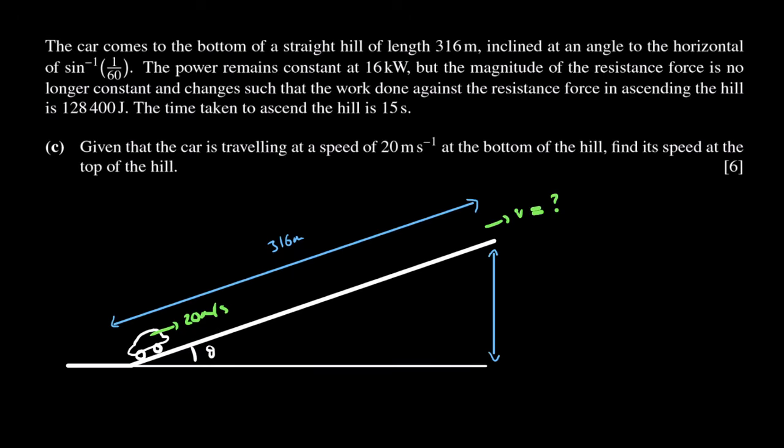Okay, so we've got the last part of this question. The car comes to the bottom of a straight hill of length 316 meters, which is inclined at an angle to the horizontal, which here I've labeled as theta. The power remains constant at 16 kilowatts, but the magnitude of the resistance force is no longer constant and changes, such that the work done against the resistive force in ascending the hill is this thing here. The time taken to ascend the hill is 15 seconds. Given that the car is traveling at a speed of 20 meters per second at the bottom of the hill, find its speed at the top of the hill.